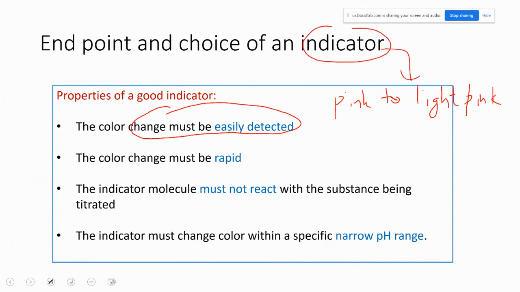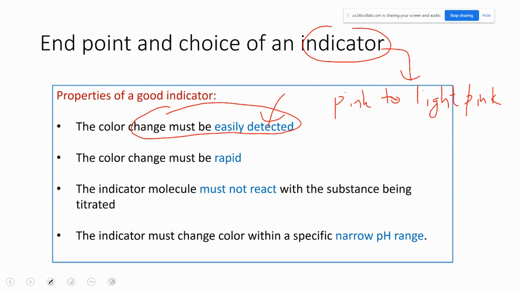It's hard to say, okay, we have a pink color, light pink, at what point do we call that a light pink? But let's say the change goes from pink to blue, right? That can be easily detected by our naked eye. That makes sense? And that's why this color change must be easily detected. That should be the first important property of a good indicator.